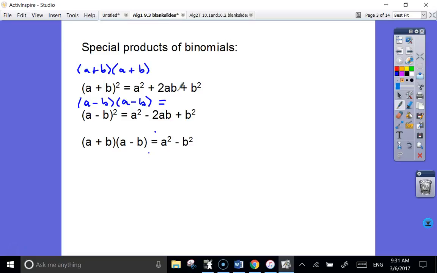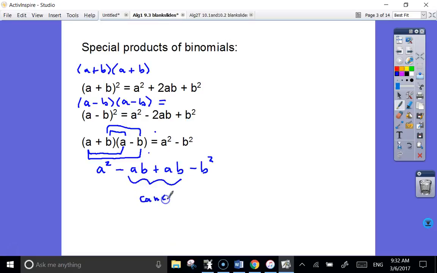I mean, just if you FOIL it, right, the first terms are a squared. The next term is a times negative b. Okay, the next is b times a, which is plus ab. And then the last is b times negative b, which is minus b squared. Right? These two cancel. And that's why you just get a squared minus b squared.